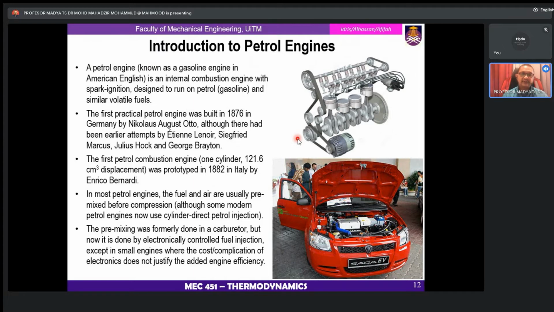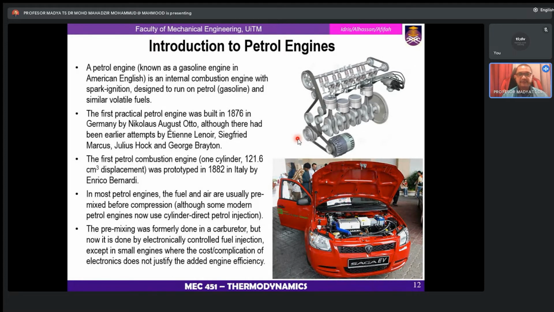The first practical petrol engine was built in 1876 by the German, Nicolaus August Otto. Why do I mention this name? Because of Nicolaus August Otto, the petrol engine is also known as the Otto engine, or Otto cycle. The cycle for the petrol engine is the Otto cycle.